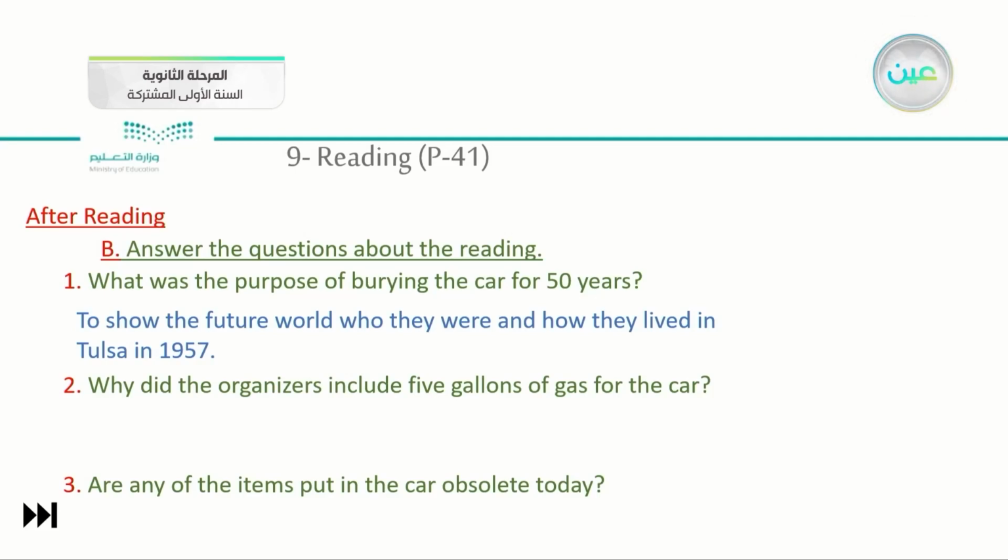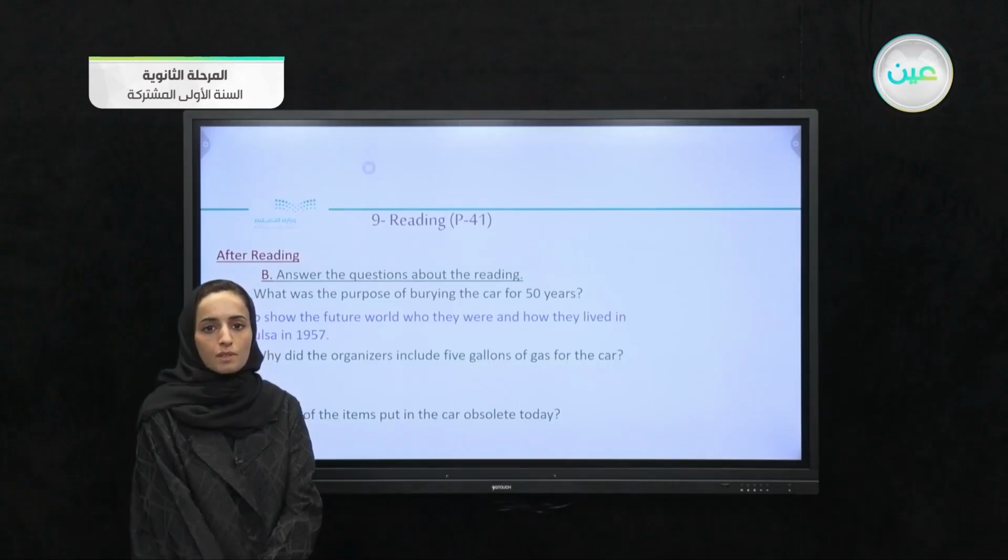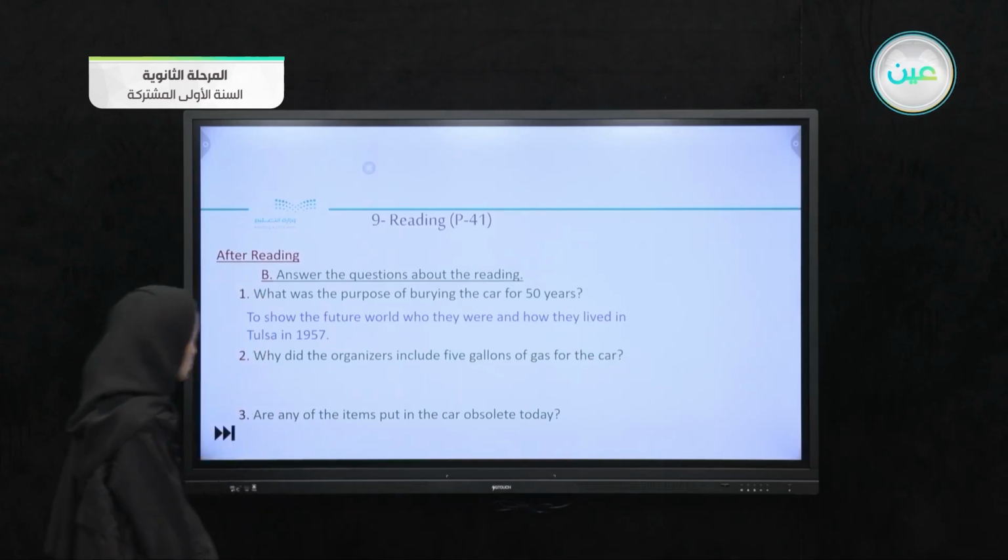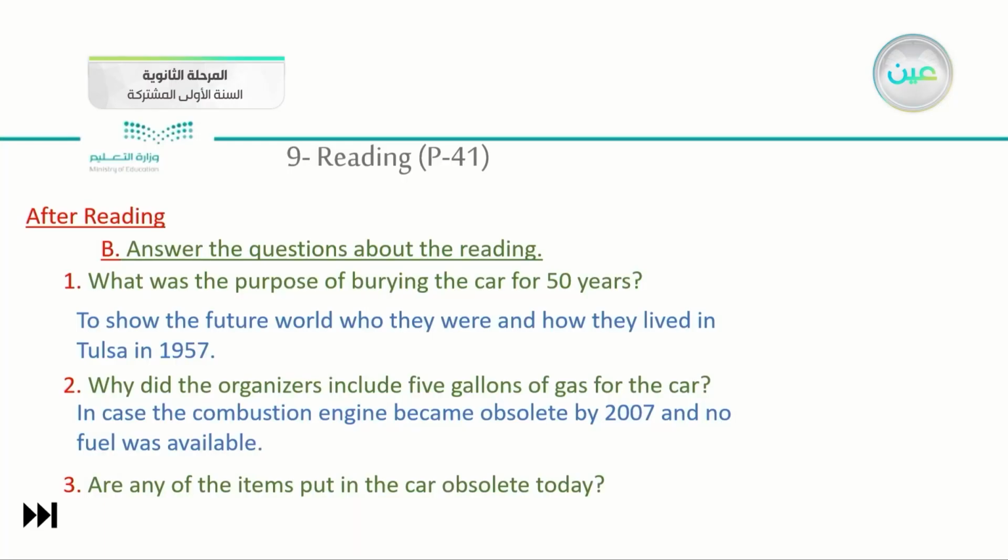Why did the organizers include 5 gallons of gas for the car? They added many things, and one of them is 5 gallons of gas. Is it dangerous? It wasn't. And they thought about the situation in case the combustion engine became obsolete, outdated by 2007, and no fuel was available.